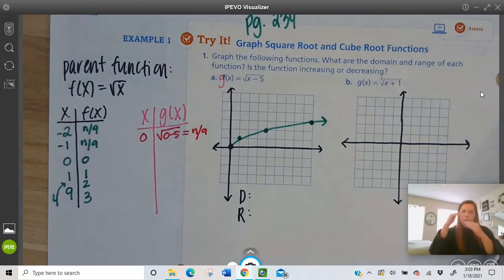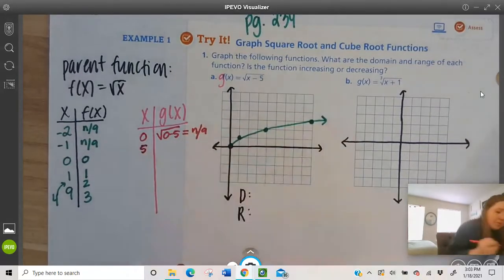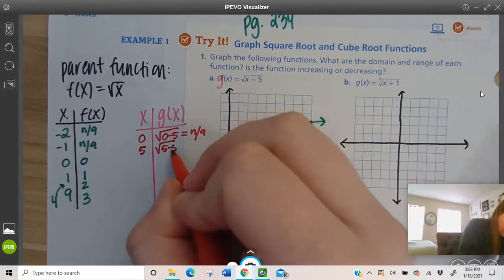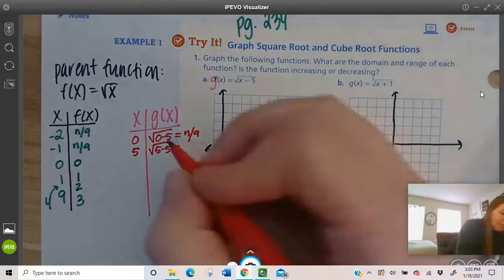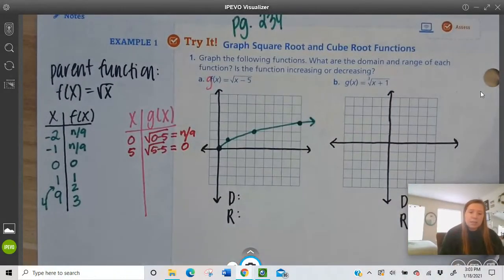If I do 1, it's still going to be a negative number. If I do 2, it's still going to be a negative number. If I do 3, it's still going to be negative. What happens if I choose the x value 5? I'm taking the square root of 5 minus 5. 5 minus 5 is 0. The square root of 0 is 0. So that one is going to show up on our graph. That one's nice for us.